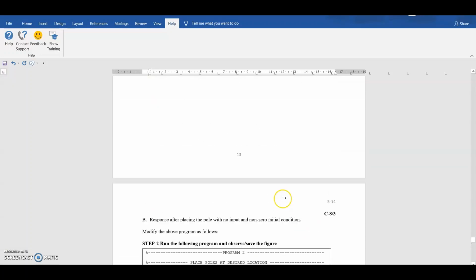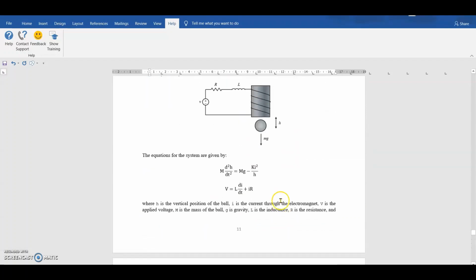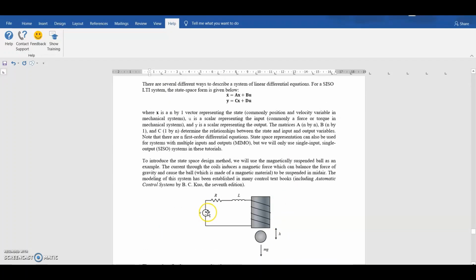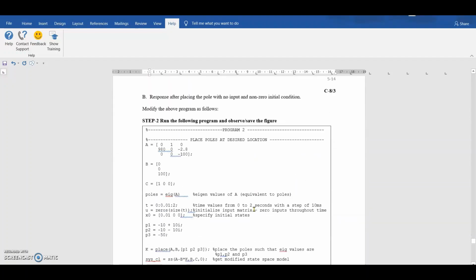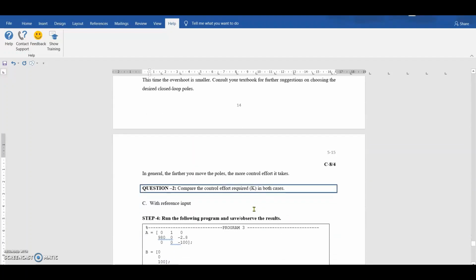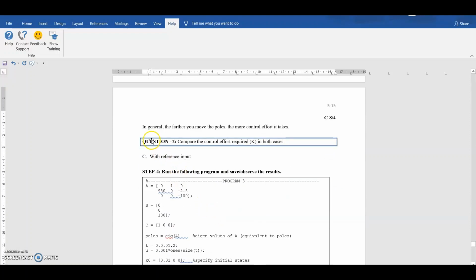So in our case, the voltage applied to this circuit should be more if you need to place poles more towards left. That is known as the control effort required. So the control effort required will be more. This is one question which you have to answer: compare the control effort required, which is nothing but the K, in both the cases.